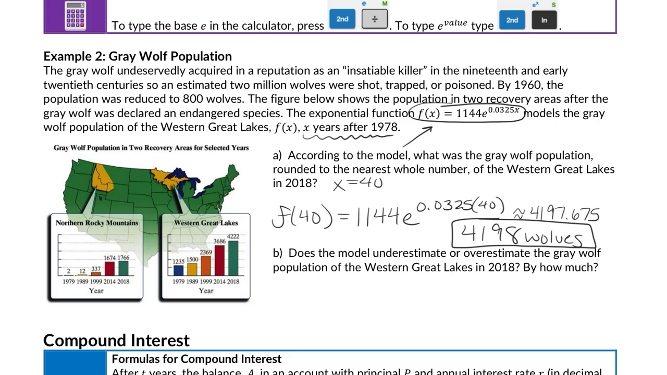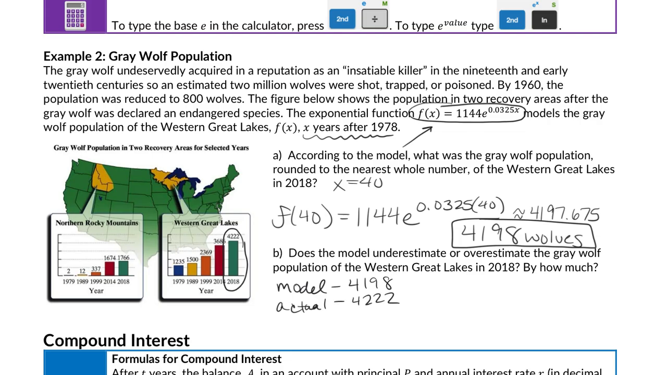Hooray! Now, of course, we developed this model based on predictive values. And then the scientists and ecologists out in the Western Great Lakes area actually went and counted the number of gray wolves that were in this area, because that's what we were studying. And they got this number when they straight up counted the wolves. So if we're comparing our model, the number we got when we plugged a number in, to the actual data we had, let's just compare those numbers for a second. The model got us 4,198. The actual data from the scientists counting gray wolves was 4,222.